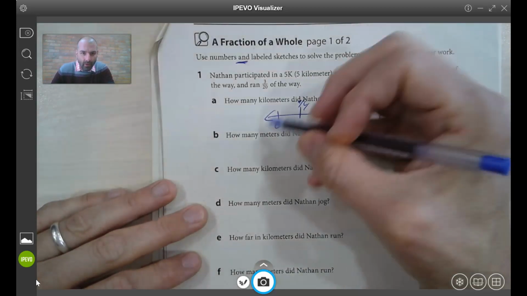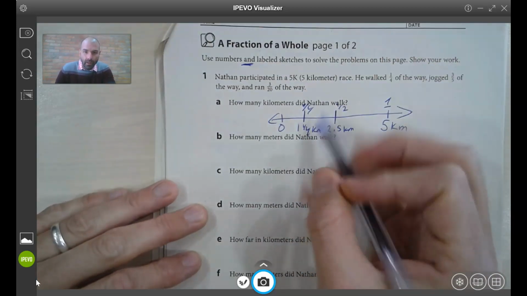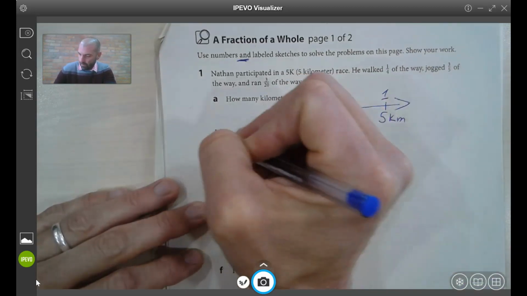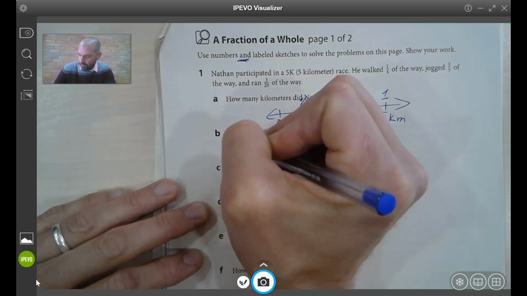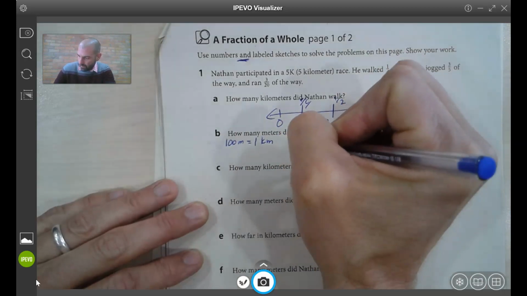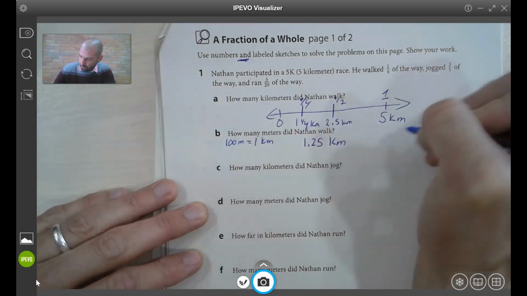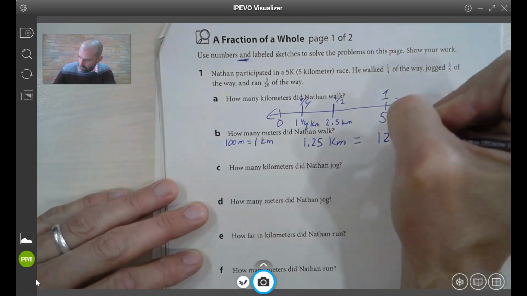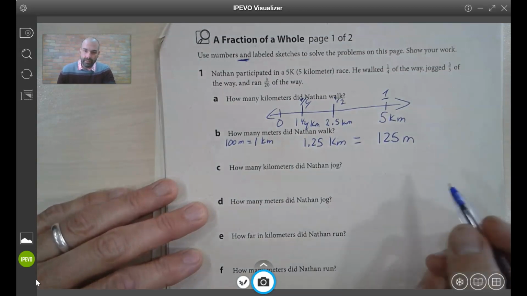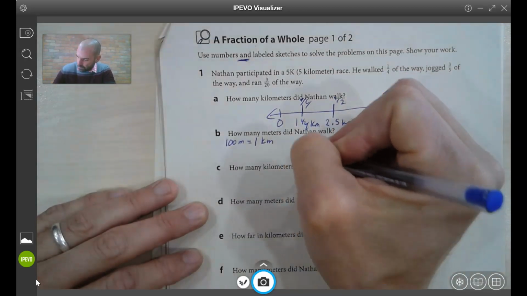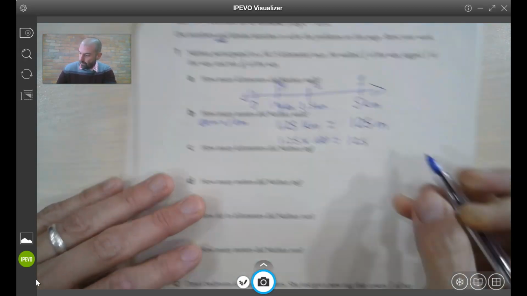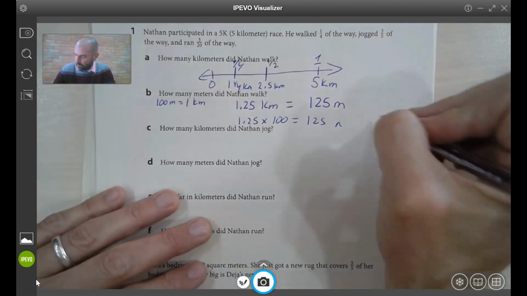How many meters did Nathan walk? So 1 1/4 kilometers. Remember, 1000 meters equals 1 kilometer. Nathan walked 1 1/4 kilometers, which equals 125 meters. If I wanted to explain that more, I could have said 1.25 times 100 equals. Another way I could have shown that is using the ratio table.